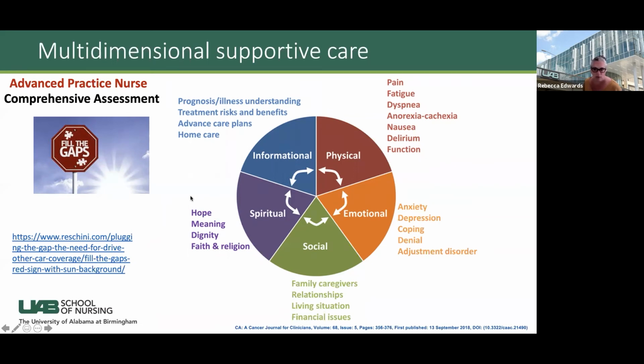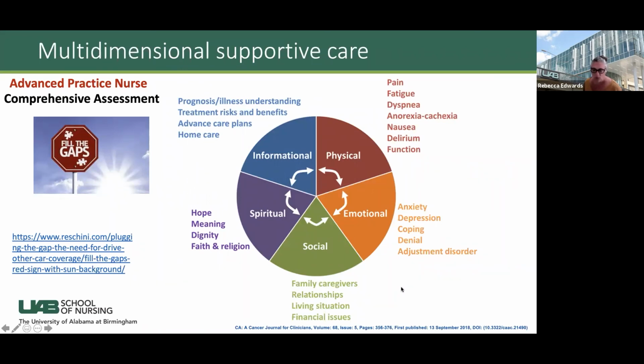And you can see this cycle in this multicolor circle that really is inclusive and holistic. So we're not only considering physical symptoms such as pain, fatigue, delirium, et cetera, physical function, but we're also incorporating what is the emotional burden for the patient. Is there anxiety? Typically there is. Is there depression? Very typically there is. Are they having coping issues? Is there any form of denial? Are they not adjusting well to their illness, which would be very common.